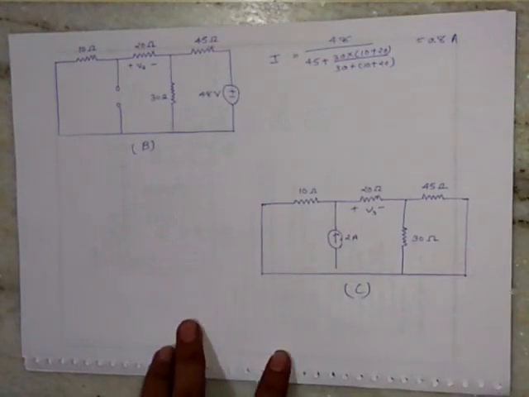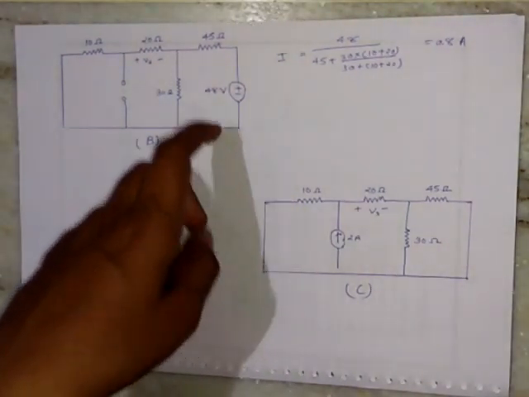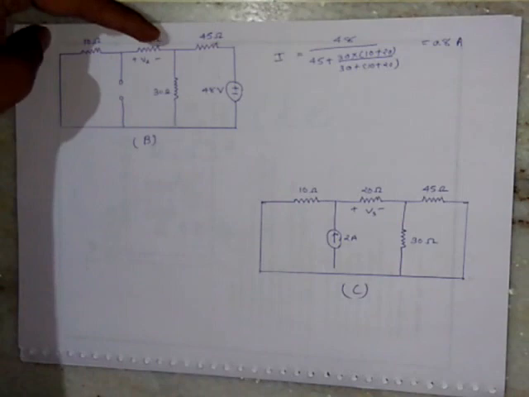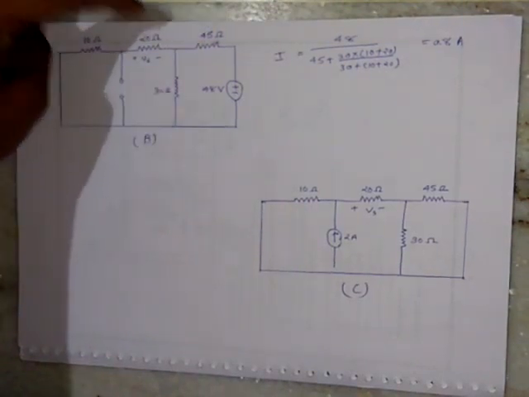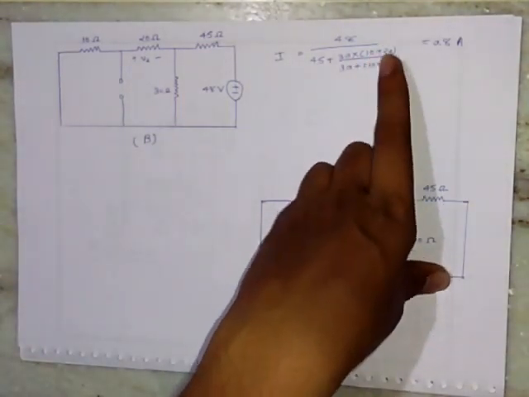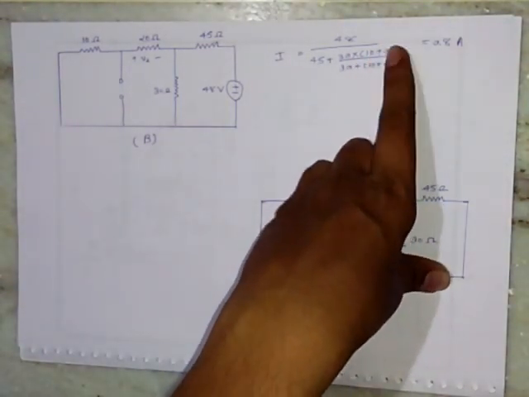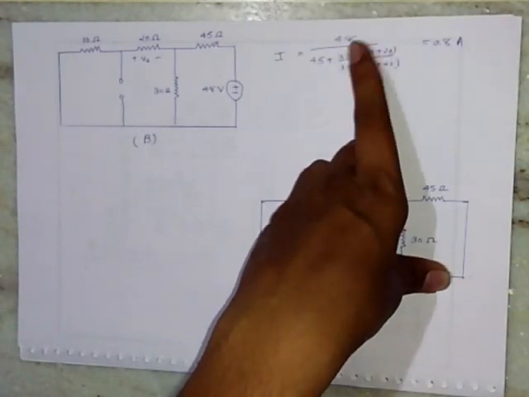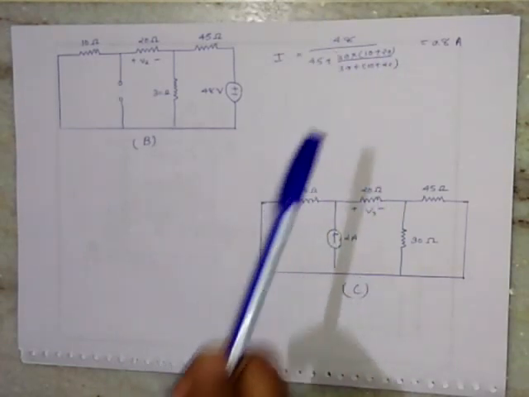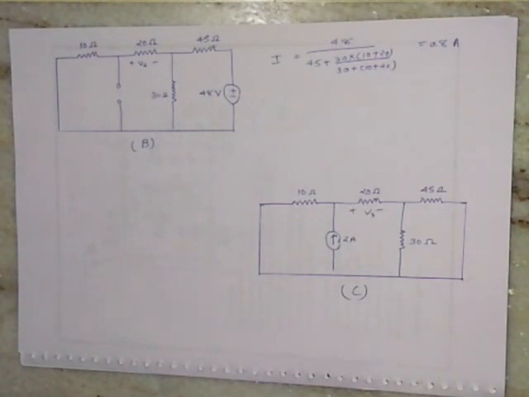Now 48 volt is the supply voltage, 45 is this resistance, and 30 multiplied by 10 plus 20, because here is 30 and here is 10 plus 20, that is in parallel connection, while these both are in series connection. Hence the series combination and the parallel combination with 30 ohm. As the equation used here is 30 multiplied by 10 plus 20 divided by 30 plus 10 plus 20, and the answer will be 0.8 ampere.